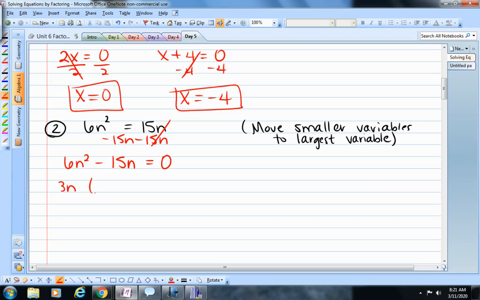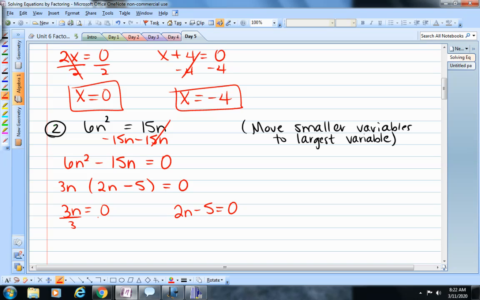Parentheses. What times 3n is 6n squared? 2n. Minus what times 3n is 15n? 5 equals 0. Is that factored completely? Yeah, 2n minus 5 is not a difference of squares. So then we set each factor equal to 0. So we say 3n equals 0. And we solve both little bitty equations.